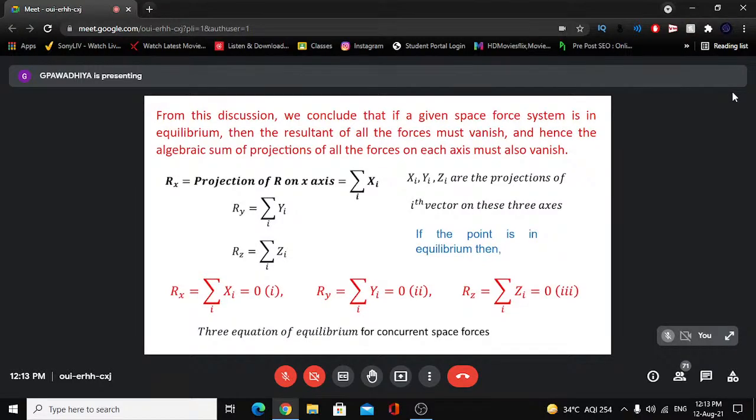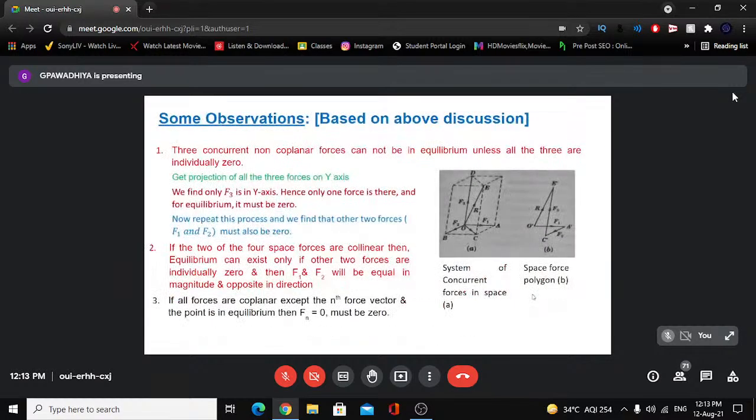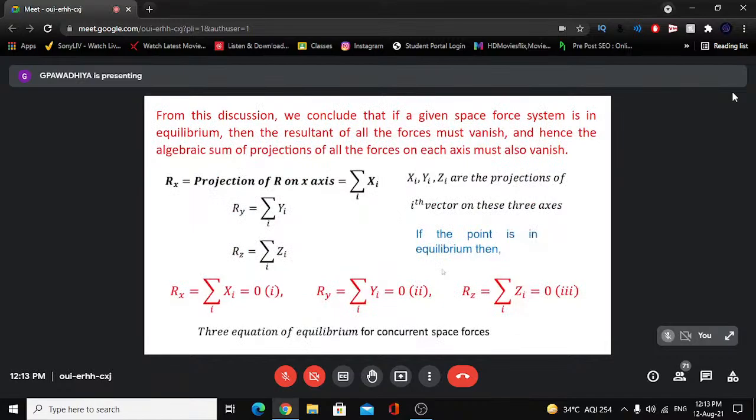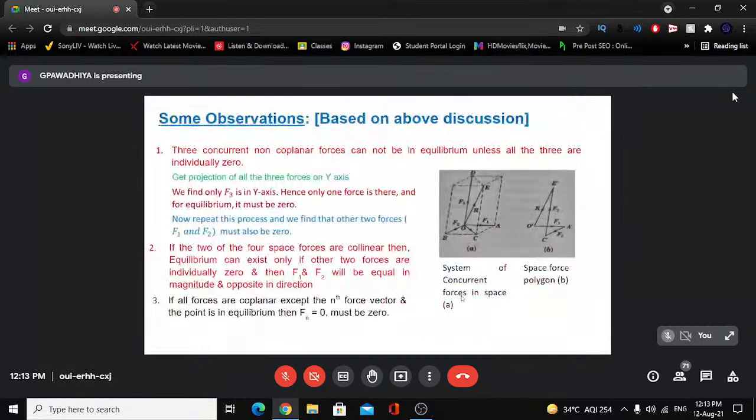Then only the resultant vector R will be 0, and the point of application of all these forces will be in equilibrium. Here we are dealing with static forces, so the point will be at rest. So this is how the equilibrium equations are established for the equilibrium of concurrent non-coplanar forces, and in this case we get 3 equilibrium equations.